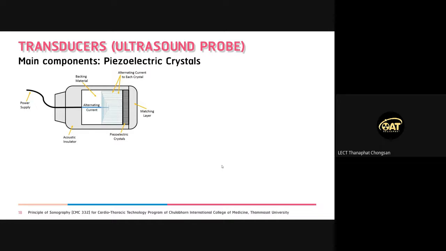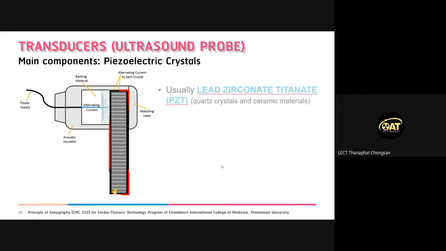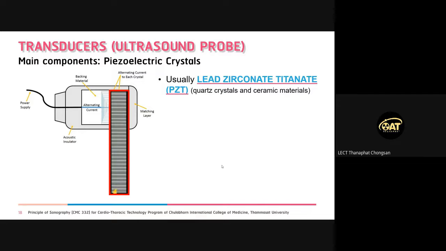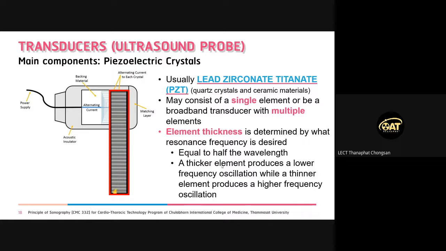The next important part of the ultrasound probe or transducer is the piezoelectric crystal or PZT crystal, which is made from lead zirconate titanate, in Thai, lead. It converts electric current in alternating current or AC to sound wave or mechanical wave. Okay, this line is PZT.